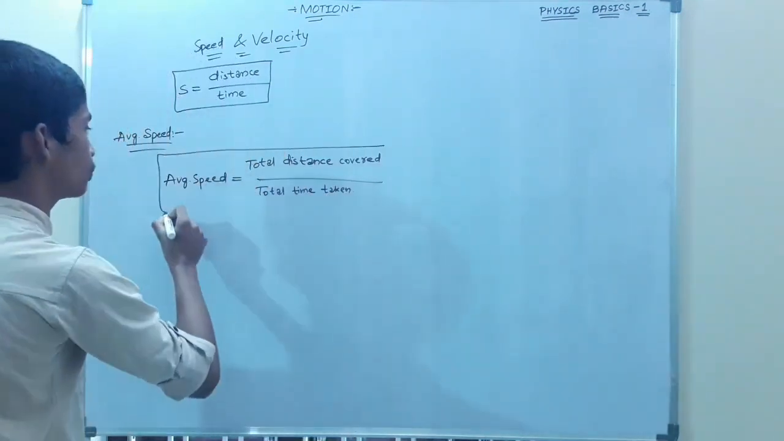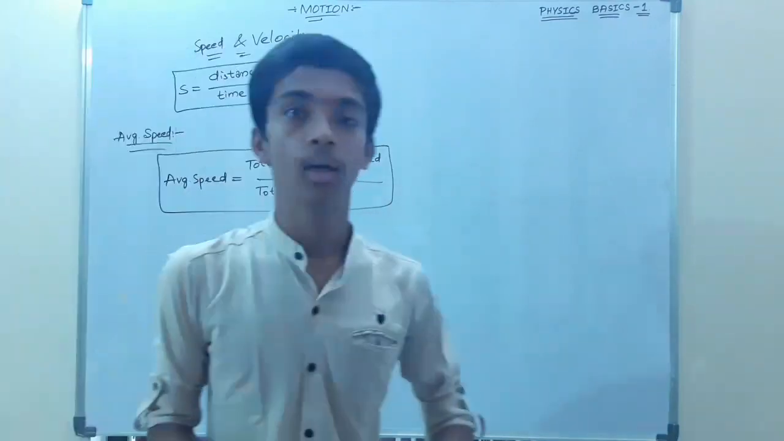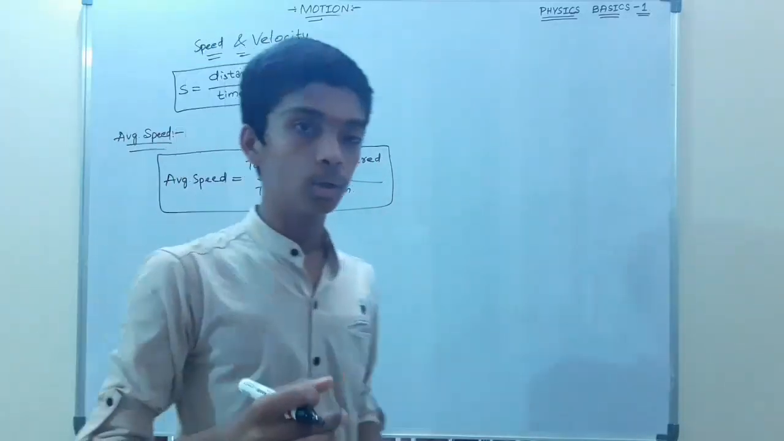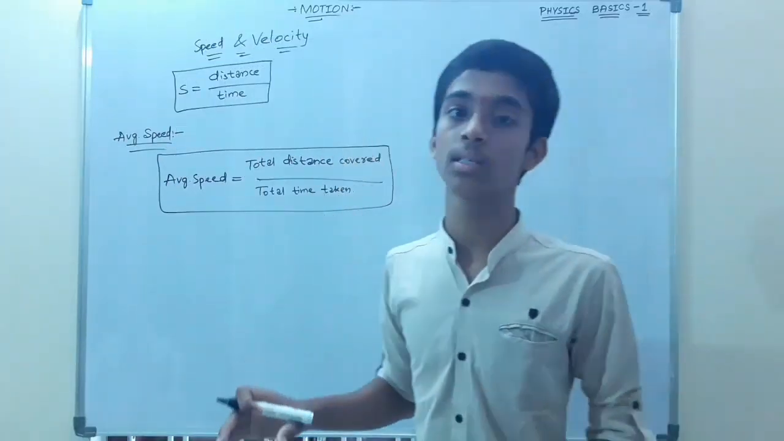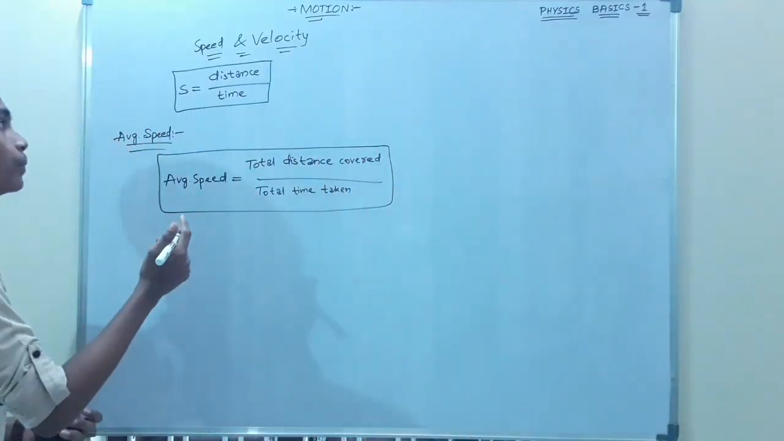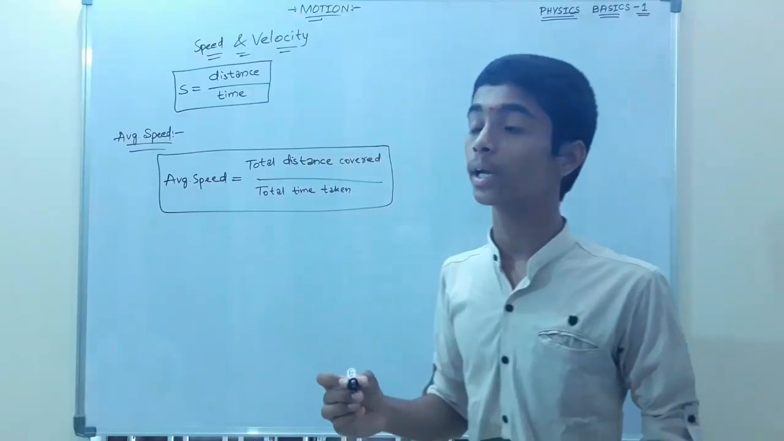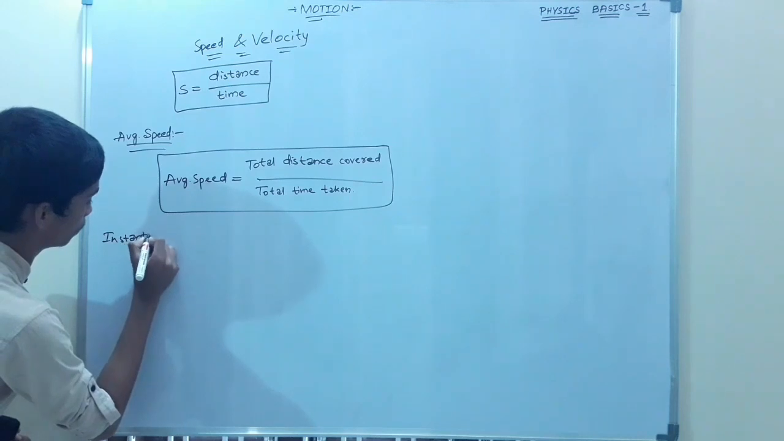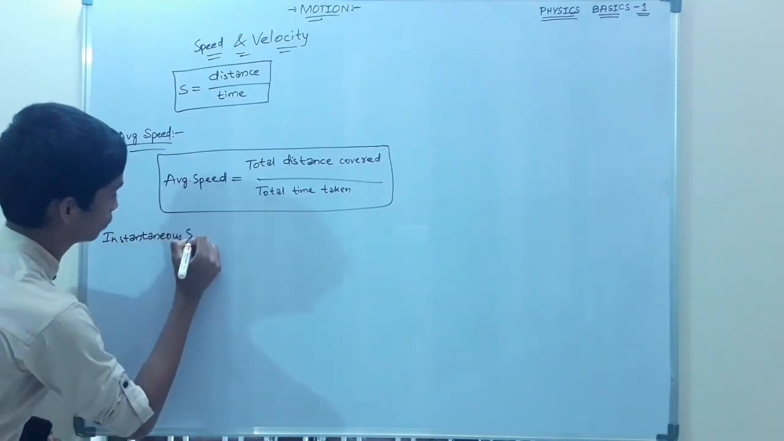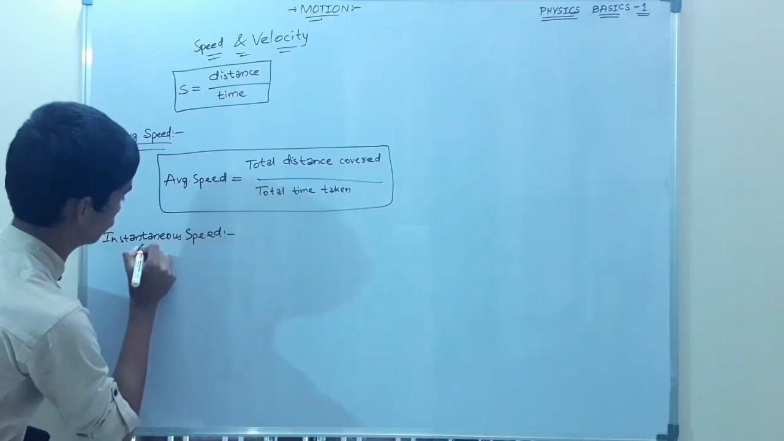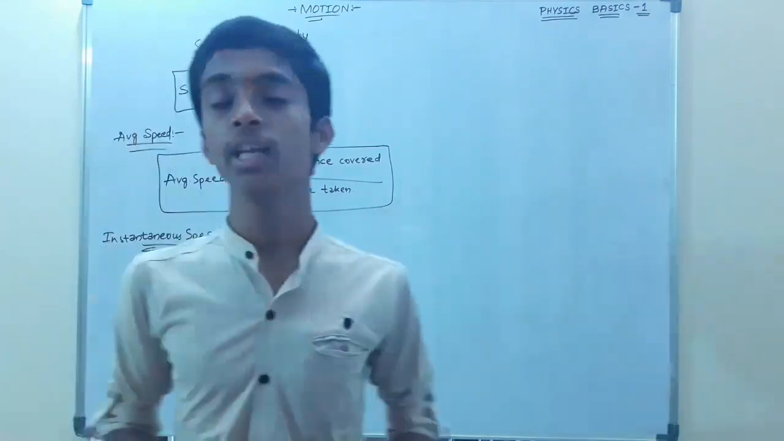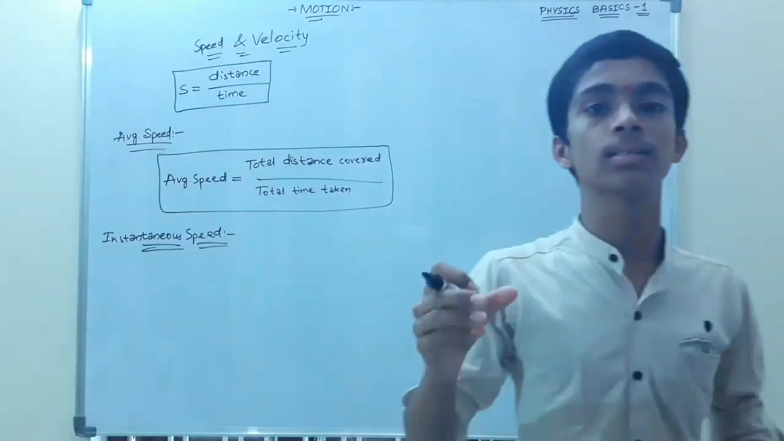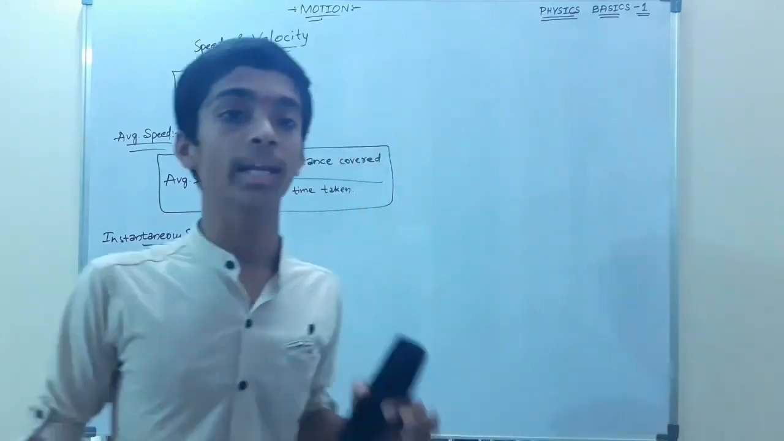So we can observe this as the total distance covered with the total time taken. The total time taken to cover the total distance is called average speed. And next we'll go for instantaneous speed. Let's go for instantaneous speed. It is defined as the speed at a particular point of time, that is, a particular instant of time.